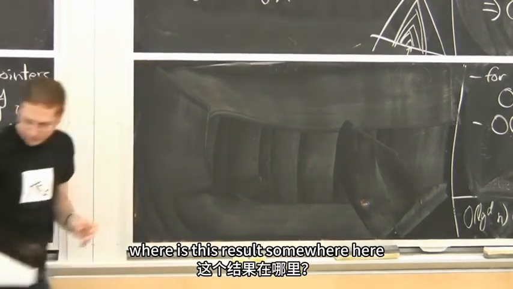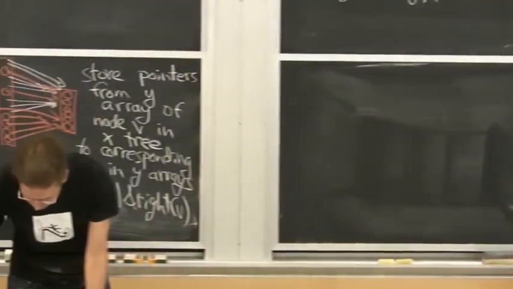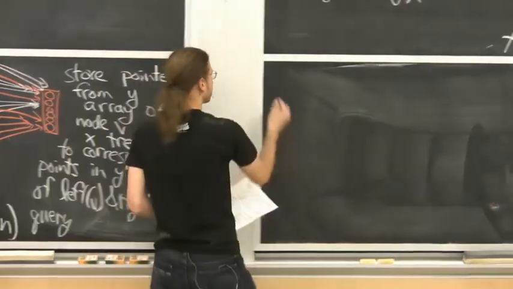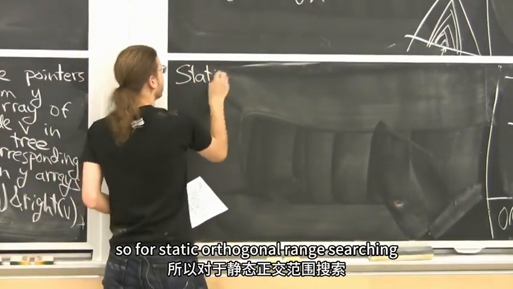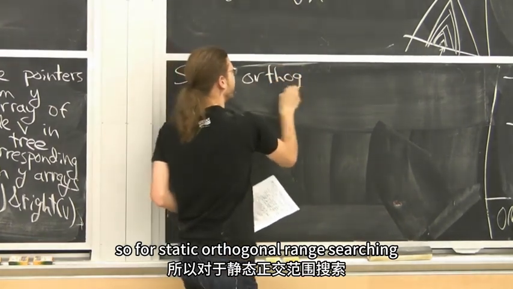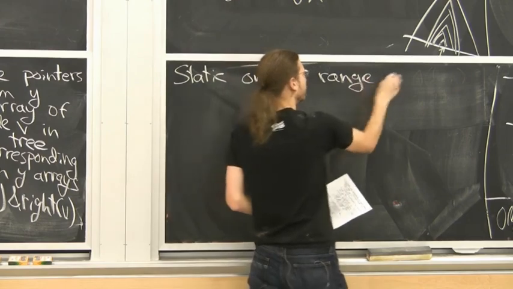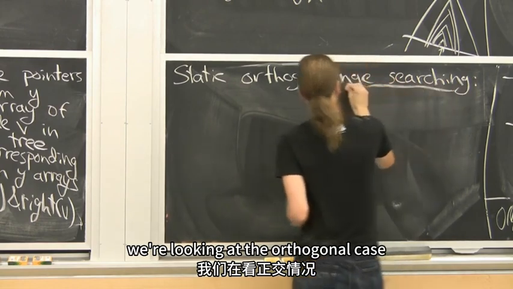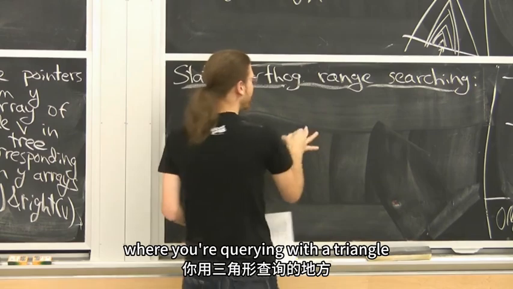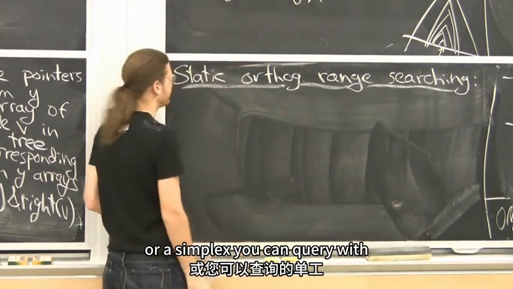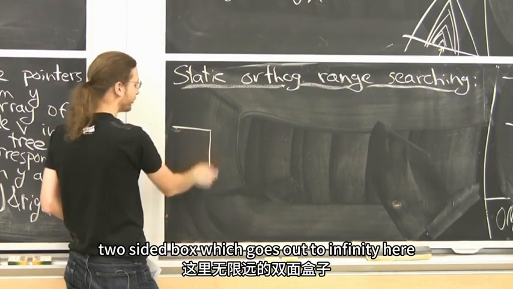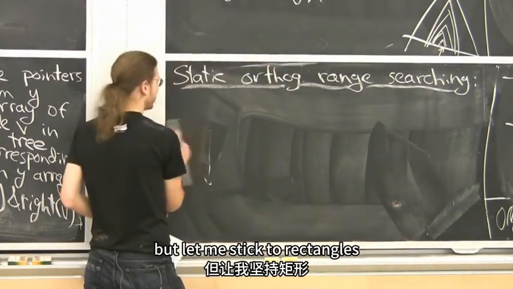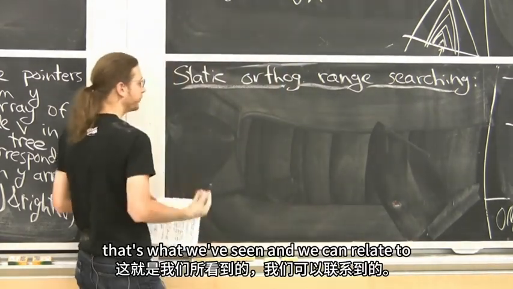Where is this result? Somewhere here. So for static orthogonal range searching, range searching is a big area. We're looking at the orthogonal case. There are other versions where you're querying with a triangle or a simplex. You can query with a two-sided box, which goes out to infinity. All sorts of things are out there. But let me stick to rectangles. That's what we've seen and we can relate to.